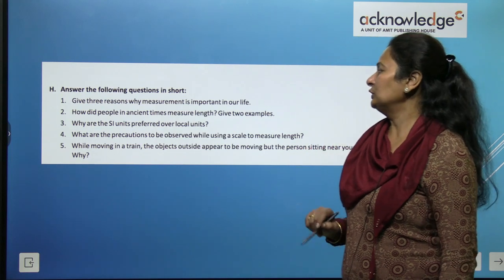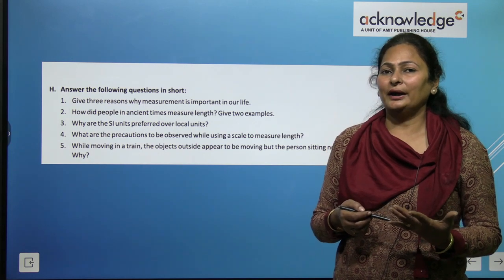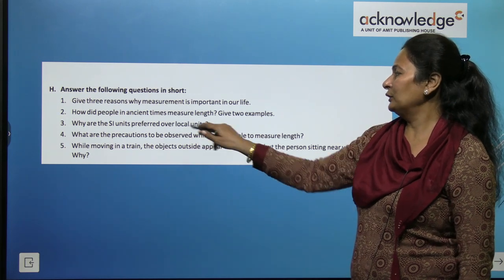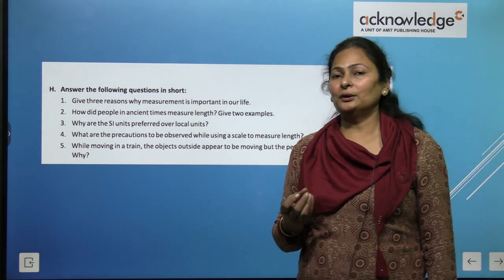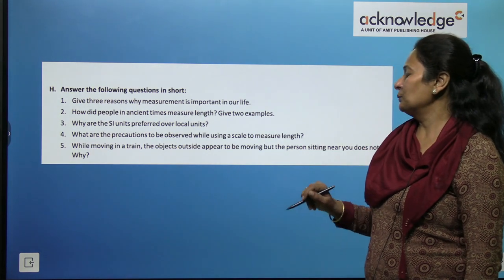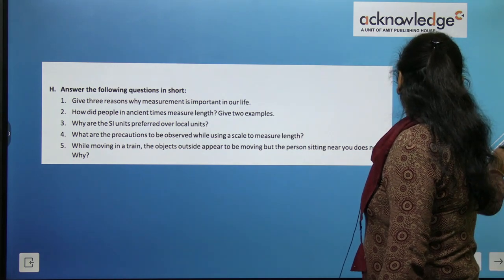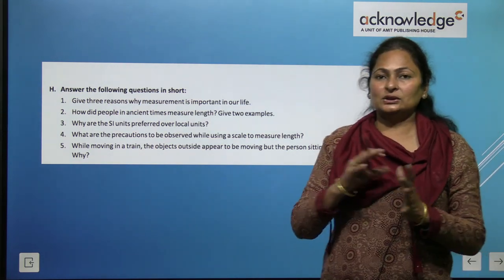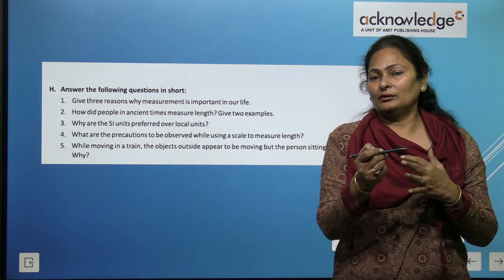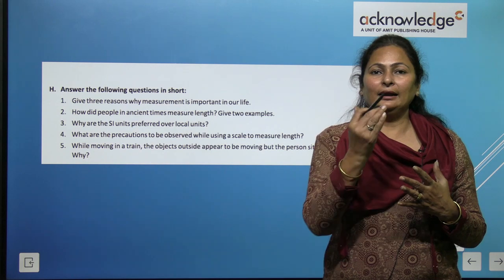How did people in ancient times measure length? Give 2 examples. They used the cubit, the handspan, right? Cubit, foot, span. Why are the SI units preferred over local units? To maintain the uniformity. What are the precautions to be observed while using a scale to measure lengths? Always keep the ruler straight, always start from the first 1 centimeter mark on the ruler, right? And always keep the ruler at your eye level, right?